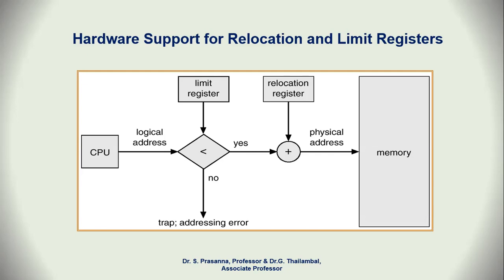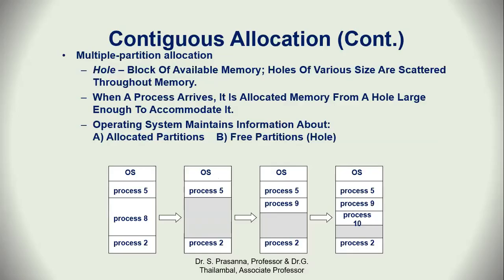The limit register is only 10 lines. That is, the limit register value is 10. So it is possible for the relocation register to move to the position of 400 to 410. So we can go to the memory with that 401 to 410. The physical address will be added, and the memory will show you the content of that particular program which is needed by the user. And this is for single partition.